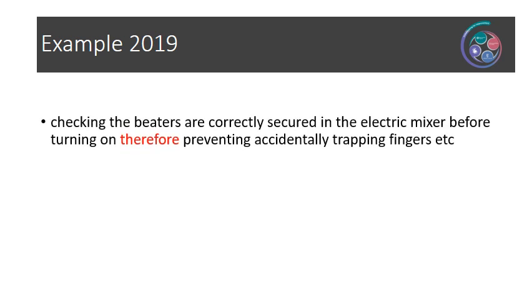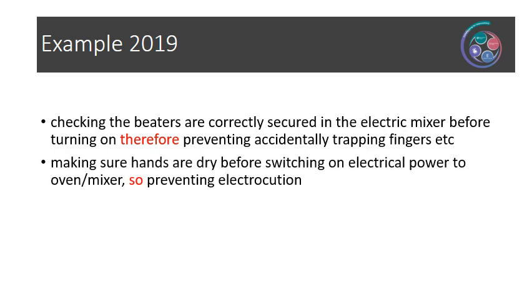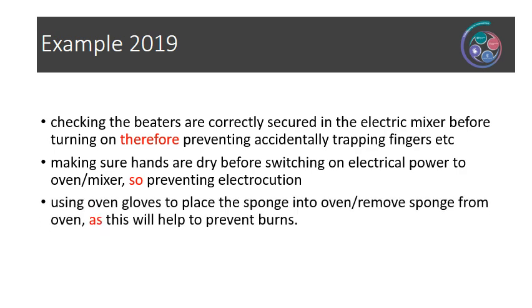Other possible answers could have been: checking the beaters are correctly secured in the electric mixer before turning on, therefore preventing accidentally trapping fingers, etc. Making sure hands are dry before switching on electrical power to the oven or the mixer, so preventing electrocution. Using oven gloves to place the sponge into an oven or remove the sponge from the oven, as this will help to prevent burns. Each of these points have used the word because, as, therefore, or so, which has ensured that the question has been explained.